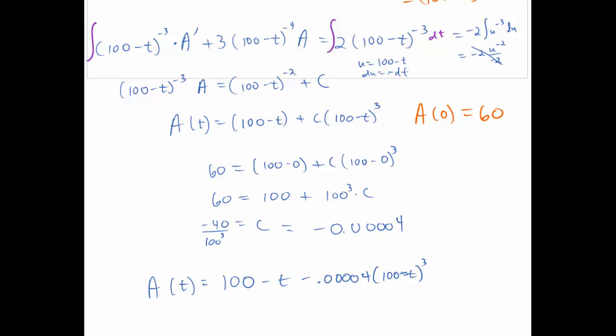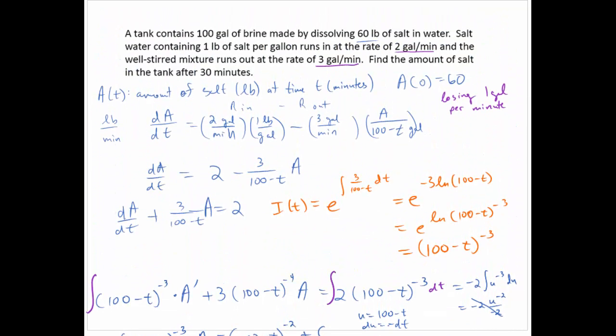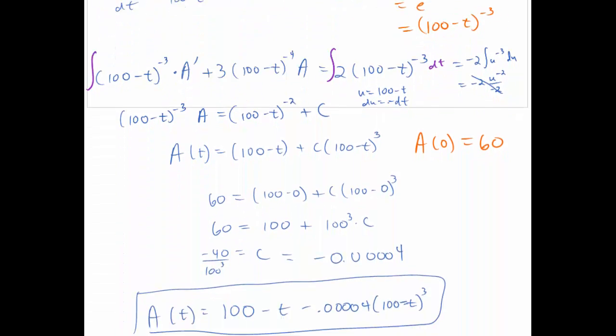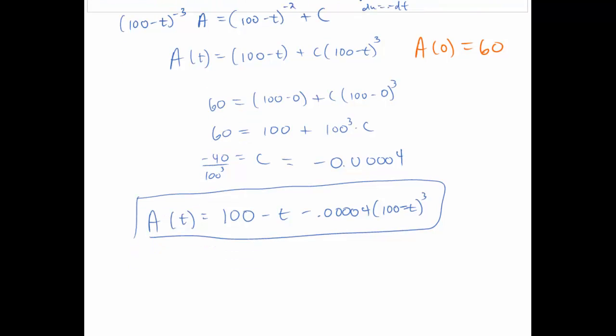Now, there's our function, but let's go back up for a moment. We're not done. The actual problem asked us to find the amount of salt in the tank after 30 minutes. Now that we have the function, that's relatively easy. So now the question is, what's A of 30? What's the amount of salt after 30 minutes?